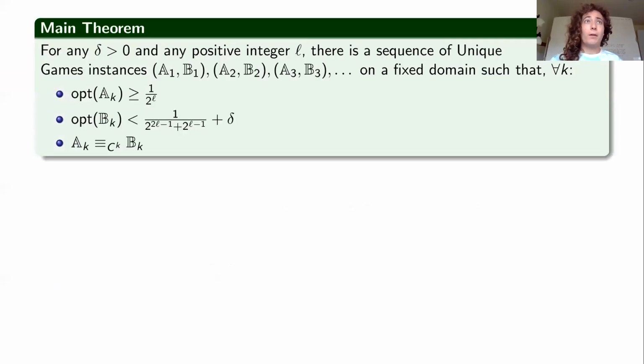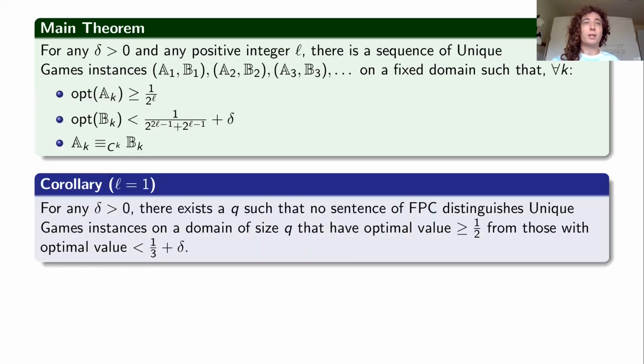And the main theorem is that for any delta greater than 0 and any positive integer L, we construct a sequence of unique games instances A_k, B_k on some fixed domain size such that the optimal values of the A_k are high, the optimal values of the B_k are low, and A_k and B_k are C^k equivalent. And so how high and how low? Well, let me just plug in L equals 1. This is one of the most interesting specializations of this construction. If you plug in L equals 1, what this means is that for any delta greater than 0, there exists some Q, a domain size, such that no sentence of FPC distinguishes unique games instances on a domain of size Q that have optimal value at least 1/2 from those with optimal value at most 1/3 plus delta. In other words, this is a 1/2, 1/3 inapproximability gap.